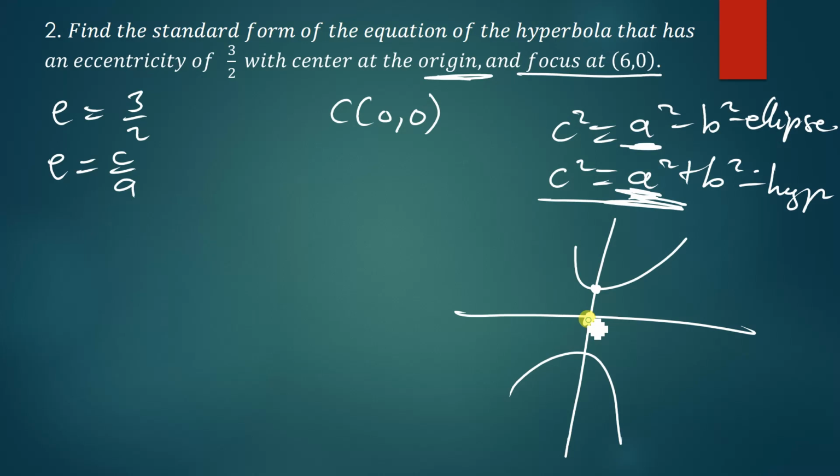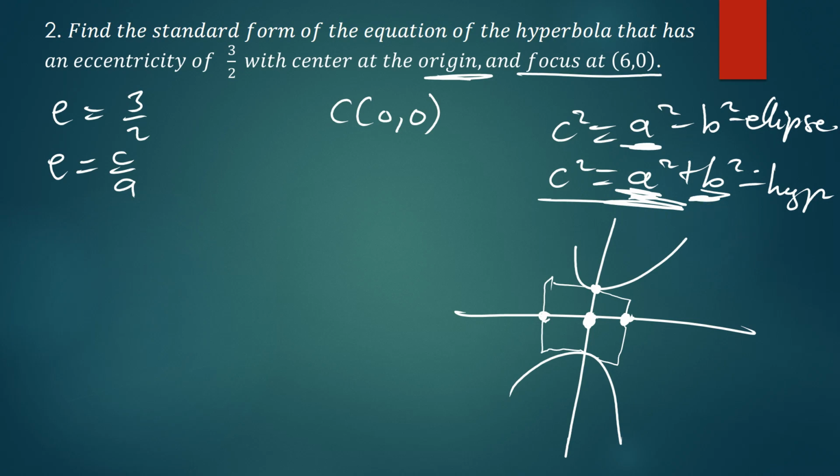And the distance from this same point to a point somewhere there, from this point to that point, is the one that we denote by b. So this b just helps us to sketch the curve.